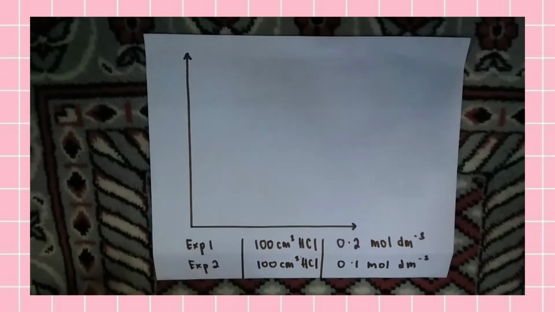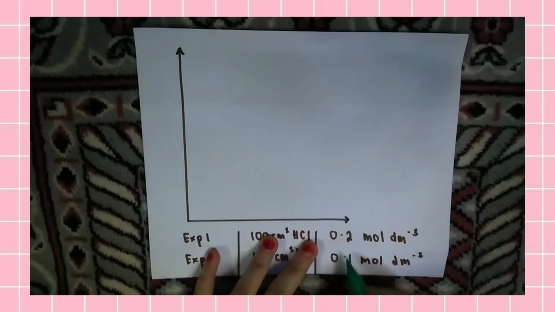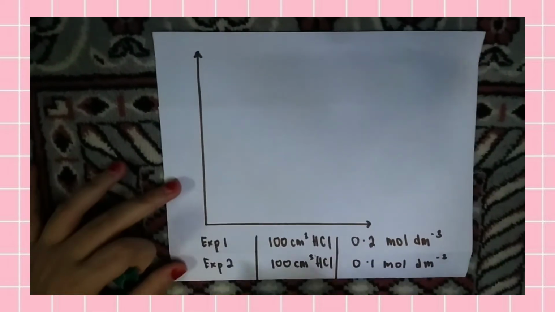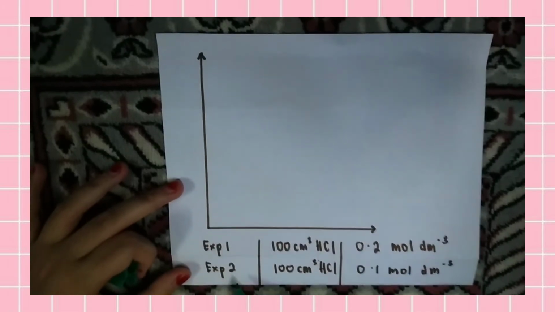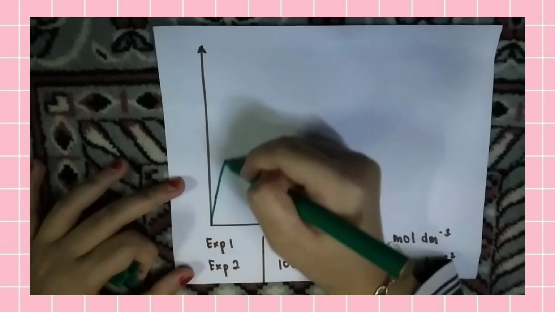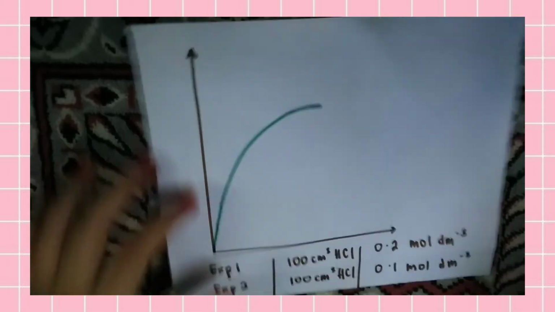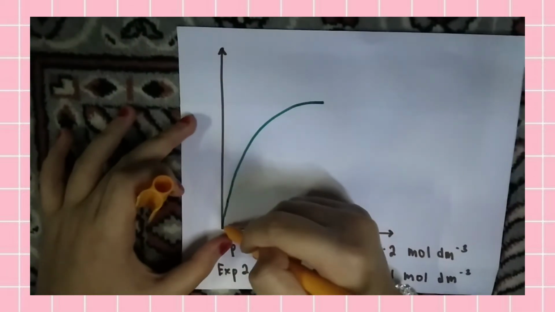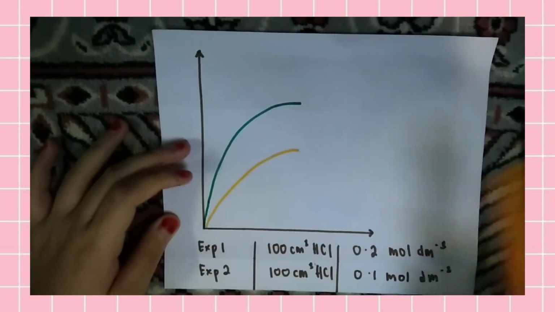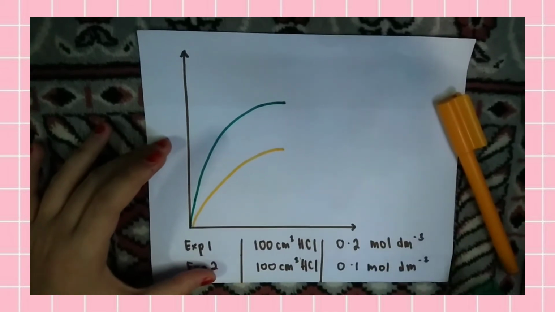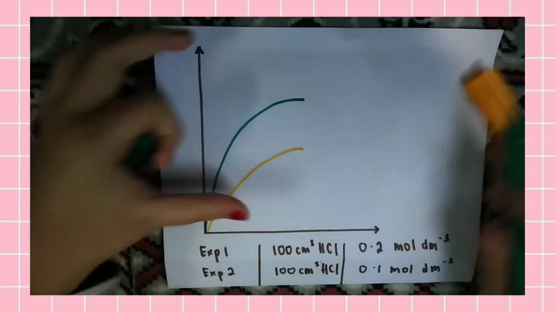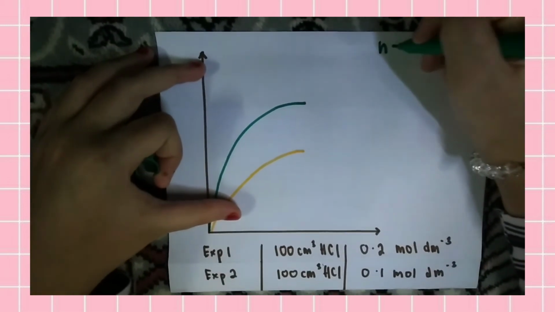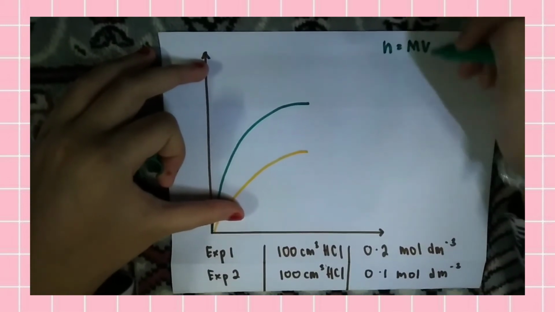So for the concentration, you can see at the table 0.2 and 0.1. Experiment 1 has bigger concentration than experiment 2. So the graph for experiment 1 is higher than experiment 2 at the first part. Experiment 1 is more concentrated than experiment 2. To calculate the mole at the second part, you have to use the formula n equals MV over 1000.